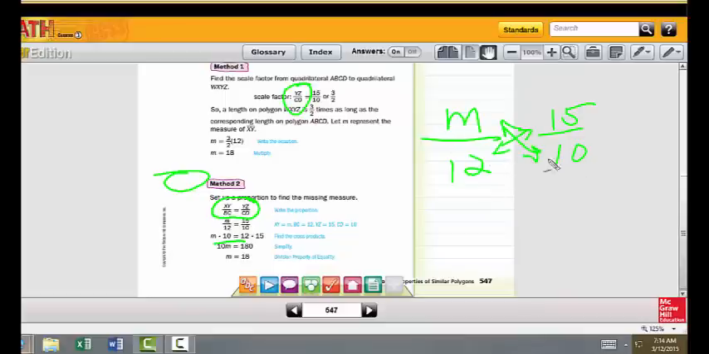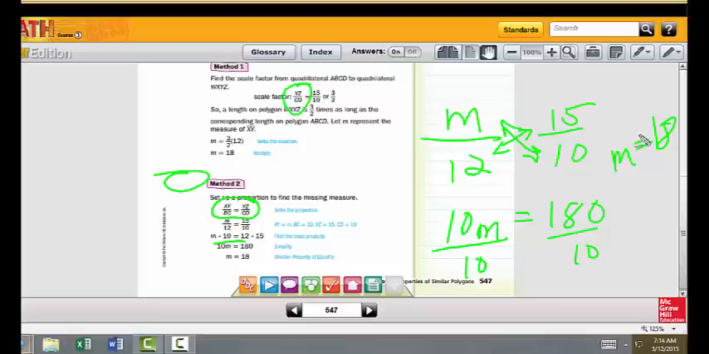So M times 10, I always just write 10M equals, so right here's where I got the 10M, 12 times 15. Well, you can do 2 times 15 is 30, and 10 times 15 is 150, so add them up and you get 180. So since we have 180, we can divide both sides by 10, and we have M equals 18. So there are two different ways to do these problems.